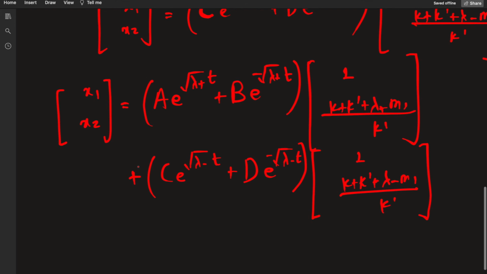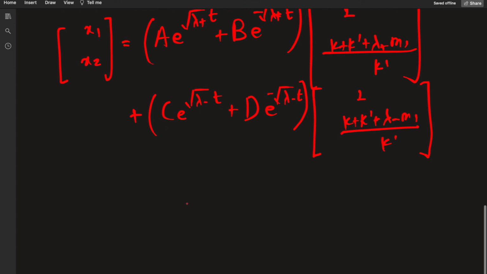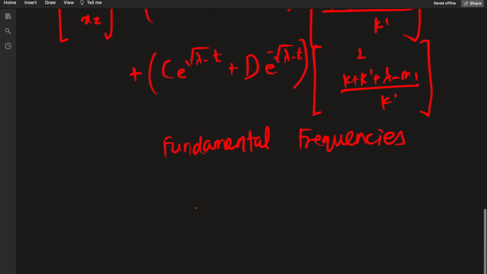And now on further inspection, you notice that lambda plus and lambda minus are like the two fundamental frequencies of this system. You can interpret them as normal modes of vibration. And this concept of having fundamental frequencies to a system is basically the entire theory of quantum mechanics. Finding these eigenvalues of systems and operators helps us solve many problems in quantum mechanics.